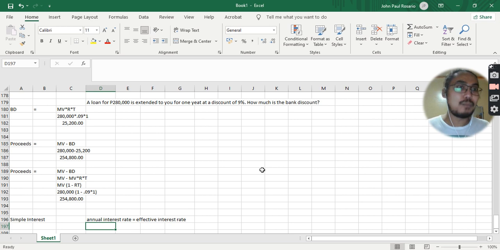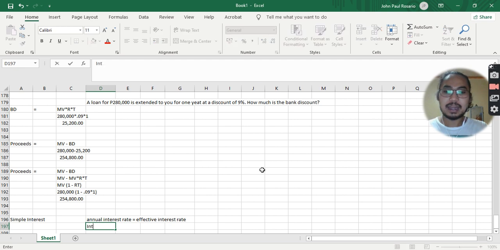the true cost of money. Because isn't it that the interest is the cost of money? So with simple interest rate, there is no difference. Whatever rate was set, that is what it is. So to compute for the effective interest rate, the formula would be interest.